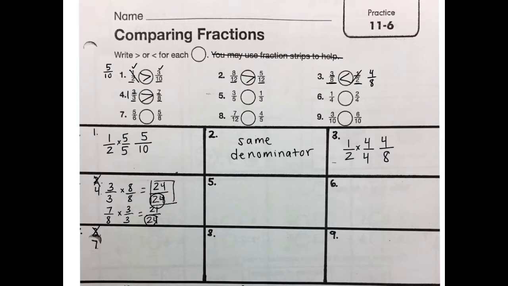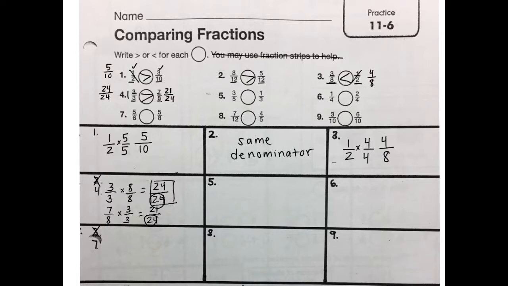So if I look up at number 4, I changed 3 over 3, 3/3, or 1 whole, into 24 24ths, and I changed 7/8 into 21 over 24ths. 21 24ths. So 24 24ths is bigger, just like I thought, since it was 1 whole.